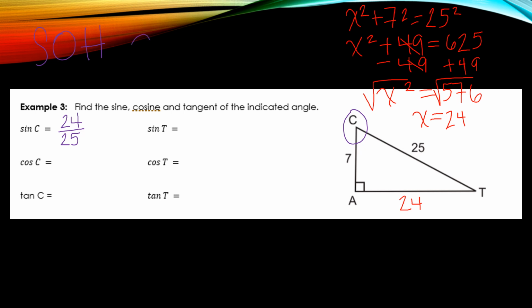Cosine of C, cosine is adjacent over hypotenuse. So from angle C, 7 is the adjacent leg, and the hypotenuse is still 25. And then finally, for tangent of C, that's opposite over adjacent, TOA. From angle C, the opposite leg is 24, and the adjacent leg is 7. That does not simplify, so we don't need to simplify anything. You don't need to turn it to a decimal. You don't need to turn it to a fraction or a mixed number. Just leave it as an improper fraction if it is one, and don't change these to decimals.